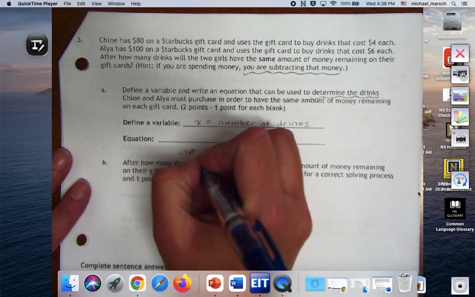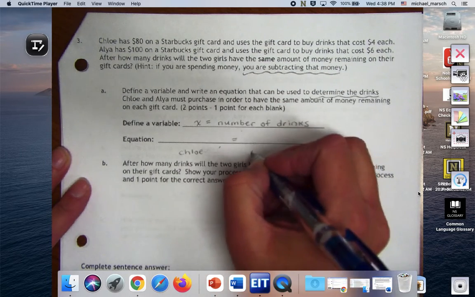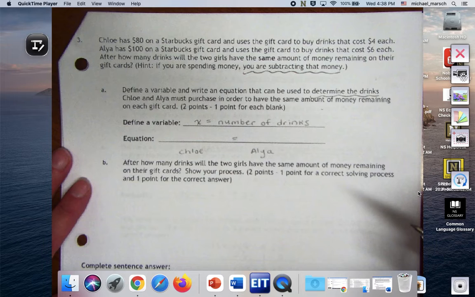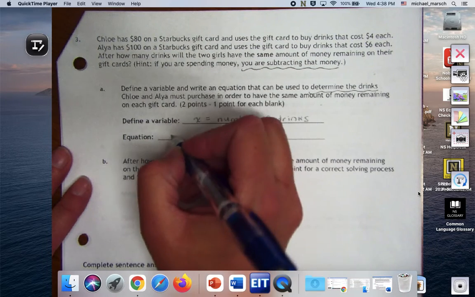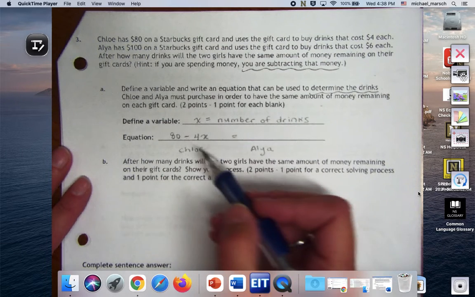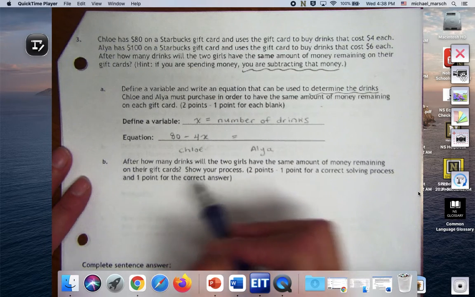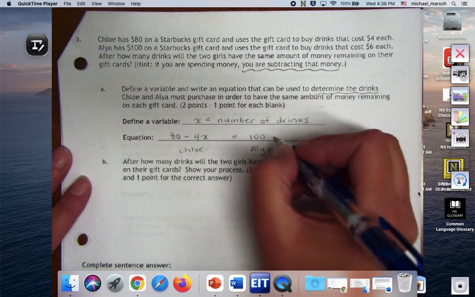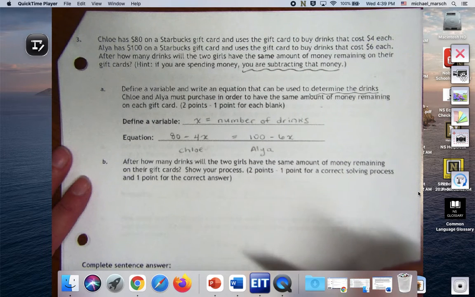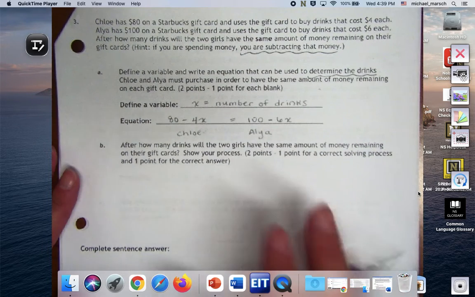So I'm going to have Chloe on one side and Leah on the other. Chloe's expression is going to be $80 on her gift card minus $4 per drink. We're subtracting that 4 because she's spending the money. Leah is going to be $100 minus $6 per drink. So maybe she gets a bigger size drink. Maybe hers is fancier. Who knows? But notice that we are subtracting these dollar amounts because we are spending money.